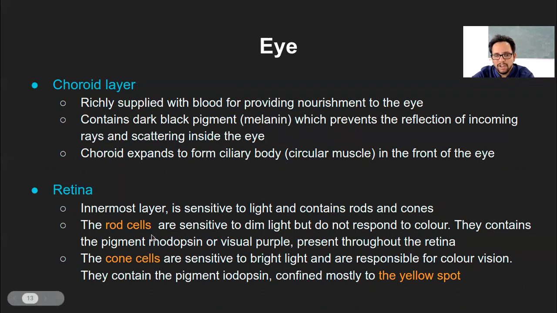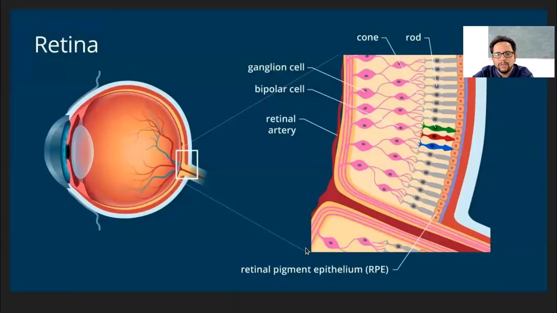And one of the most important layers, the innermost layer, is the retina, that contains two types of cells, rod cells and cone cells. These rod cells are responsible for dim light vision, or seeing in the dim light. And with the cone cells, we are able to see the bright light as well as the colors. Rod cells have rhodopsin pigment. Cone cells have iodopsin pigment. And the yellow spot, I said we will discuss. So today we will discuss that part. So this was the quick revision of what we had seen so far.